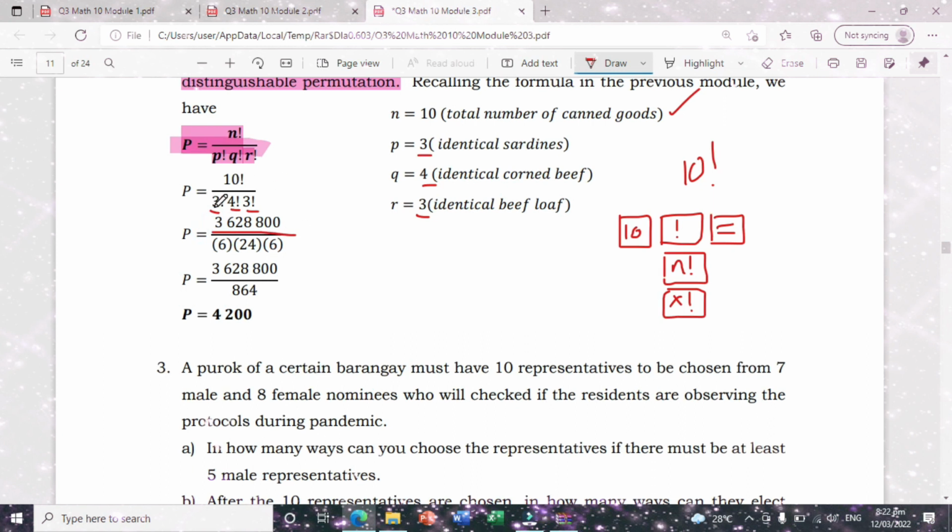So, 10 factorial, yan. Tapos, 3 factorial, 3 times 2 times 1 is 6. 4 factorial is 4 times 3 times 2 times 1. This is 24. And 3 factorial is 3 times 2 times 1 is 6. So, multiply ito, the product is 864. Then, divide mula sa 3,628,800. So, ang answer natin dito is 4,200 possible ways. Yan. Okay.